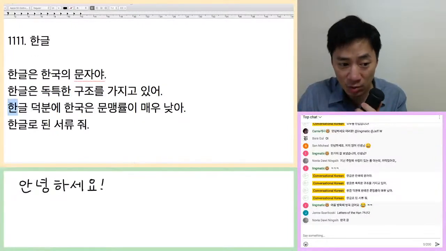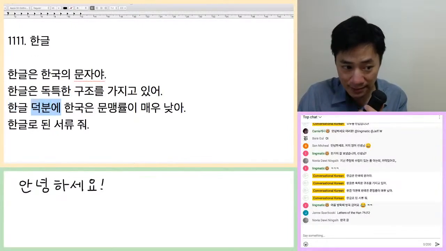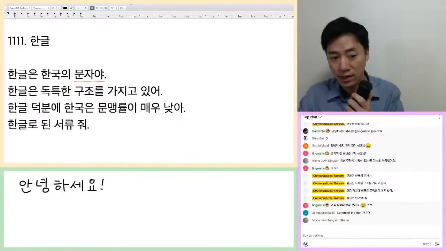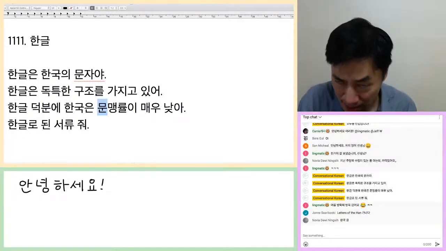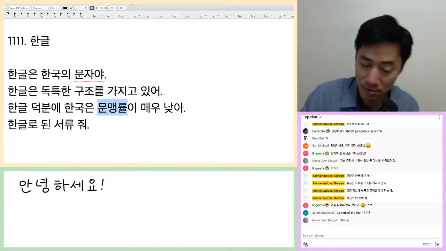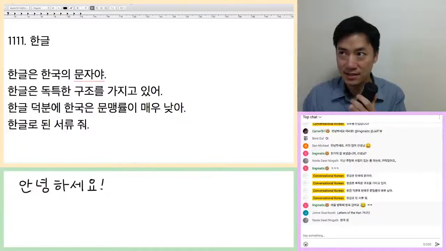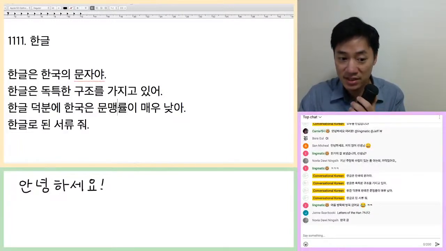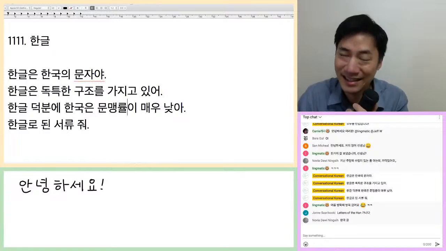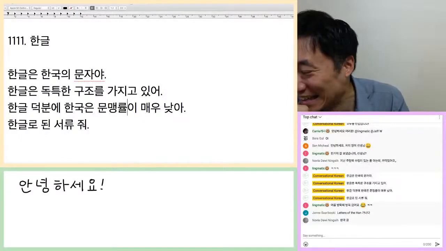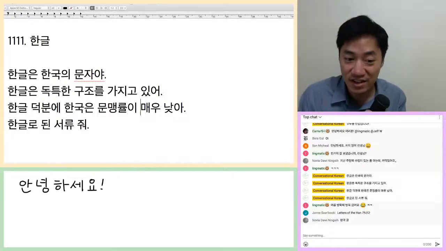예, 한글 덕분에, it's like thanks to 한글. You're talking something about Korea. Korea is a illiteracy, illiteracy? 문맹률 is illiteracy. 문맹률. Like people who can't read or write. The percentage, yeah. Illiteracy rate is very low in Korea, thanks to 한글.